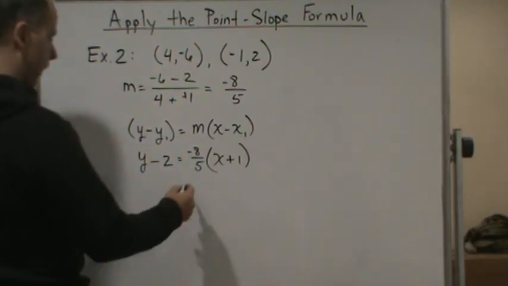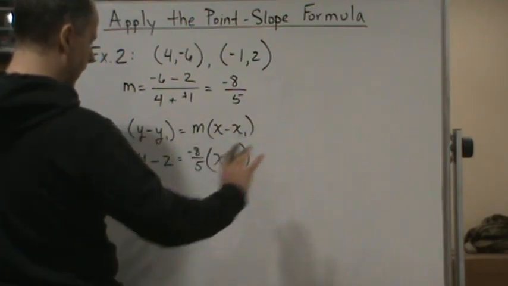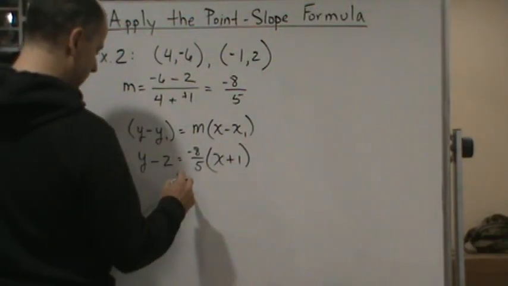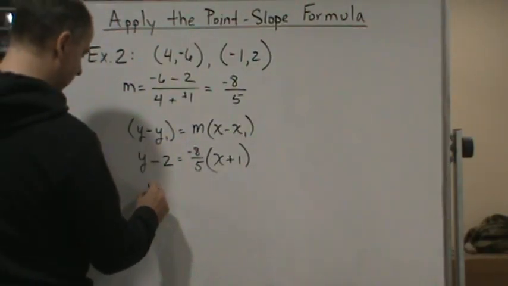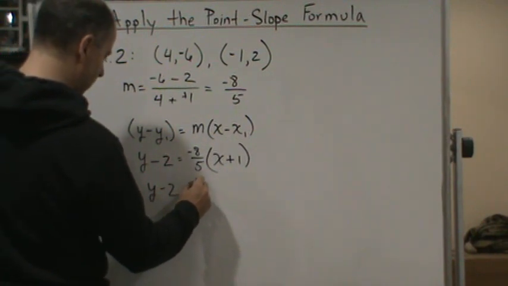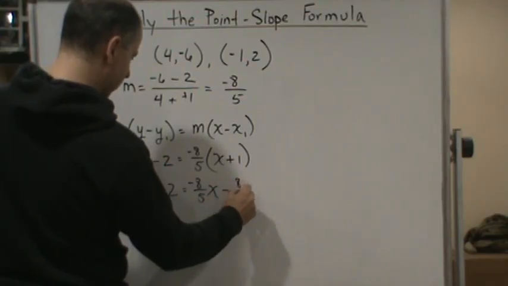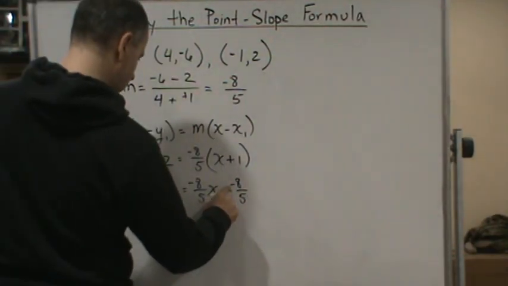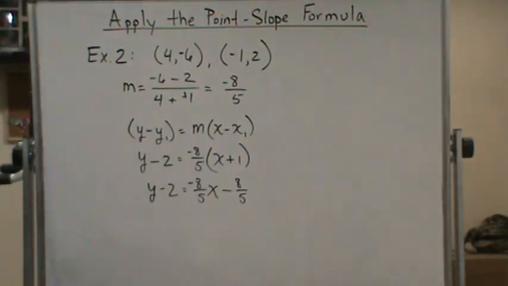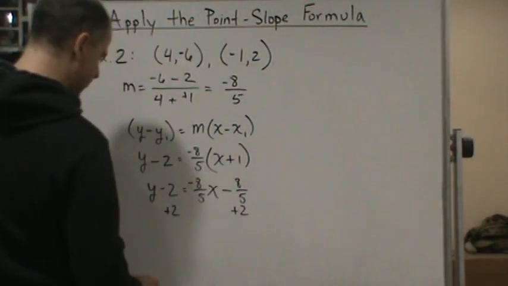Okay? So at this point, what are we going to do? Well, now we're going to solve for y and simplify everything on one side of the equal sign. So I'm going to distribute the -8/5. So I'm going to get y minus 2 equals -8/5 x minus 8/5. And now I'm going to add 2 to both sides.